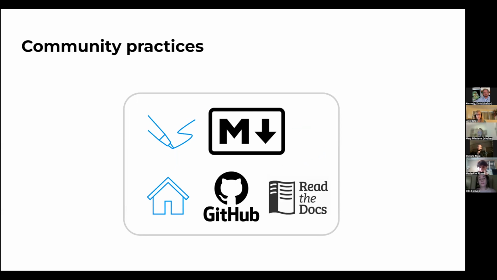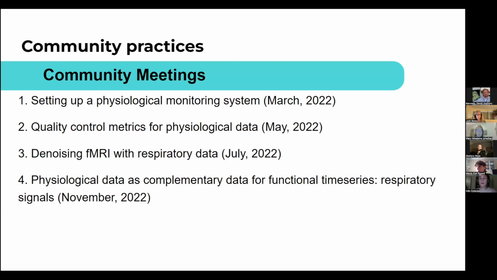So we could have these version controlled documents that were live and that would minimize barriers for people who wanted to contribute, but still having the information in a systematic way. And so getting into a bit more detail, just to show you some examples of the topics that we discussed. For example, setting up a physiological monitoring system, quality control metrics for physiological data, denoising fMRI with respiratory data, and physiological data as complementary data for functional time series, respiratory signals.